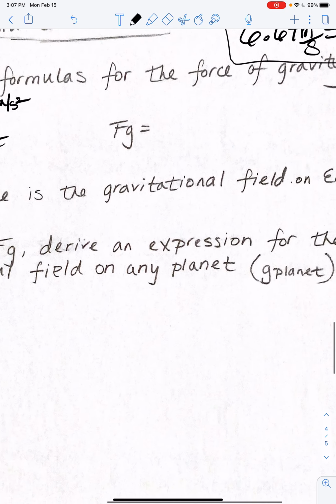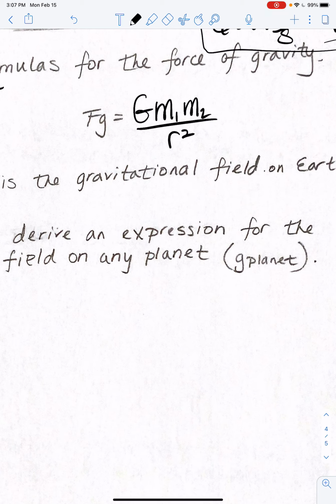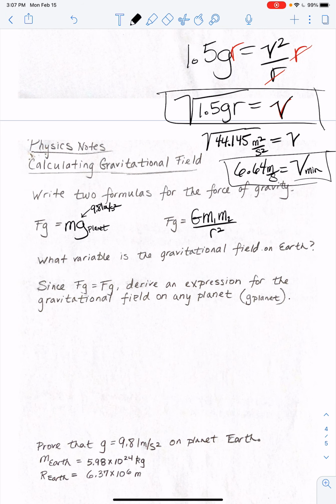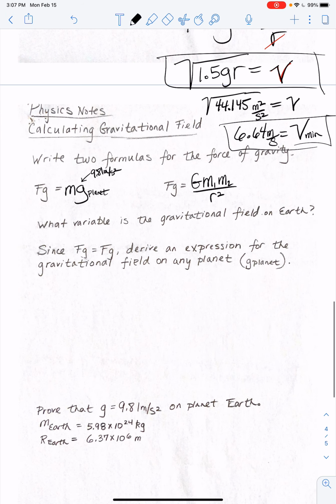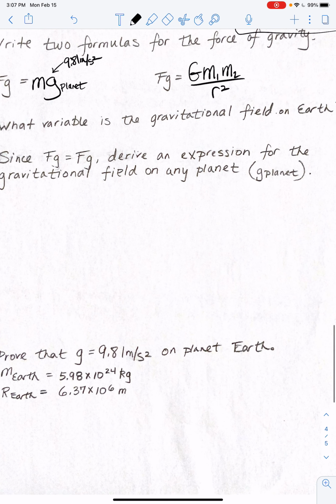And we also have this one, which is the universal one, between any two objects, G m1 m2 over r squared, where r is the distance center to center, m1 is the mass of object 1, m2 is the mass of object 2. What variable is the gravitational field on Earth? So I already said this before. I've said it multiple times, it's baby g, right? Baby g is the gravitational field.